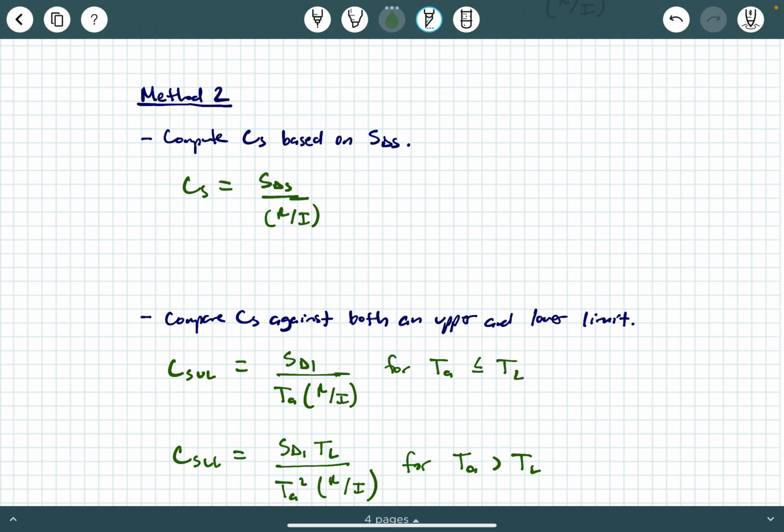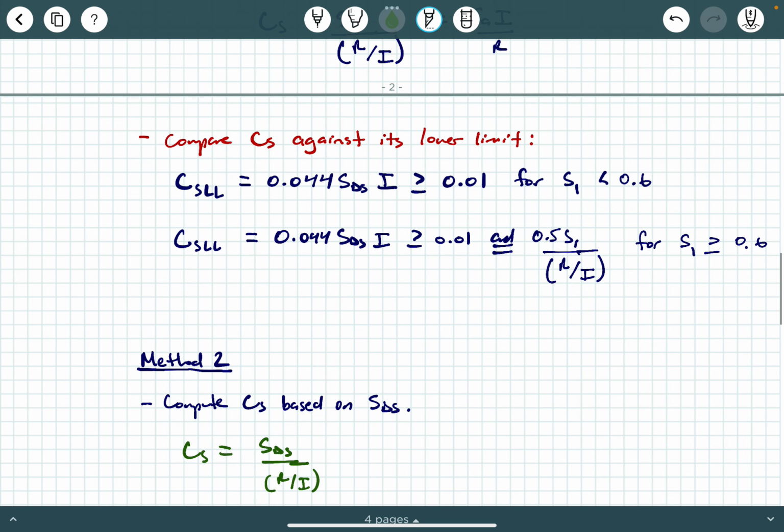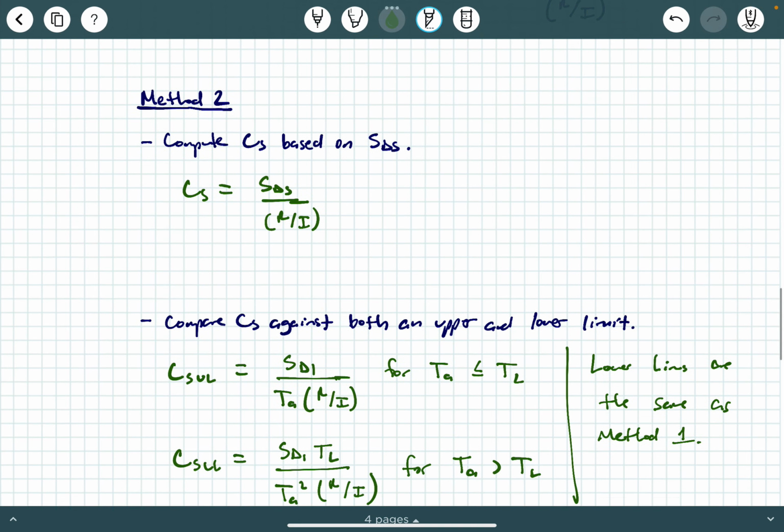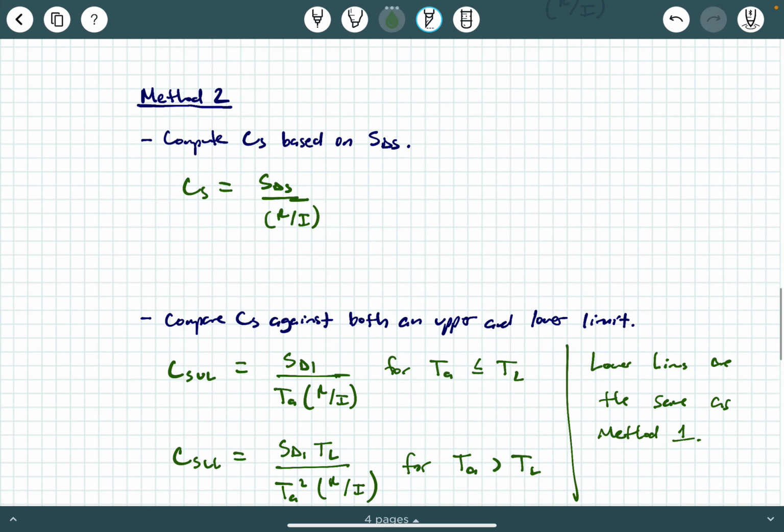So let's go back to here. Again, these are the upper limits. You also have lower limits, but guess what? I'm going to put a line here. Lower limits are the same as method 1, okay? So back on method 1, when we wrote these lower limits, these are the same lower limits for method 2. So basically, method 2 requires you to check an upper limit and a lower limit, whereas method 1, you only have to manually check just the lower limit. And those lower limits are computed the same way for both methods, okay?